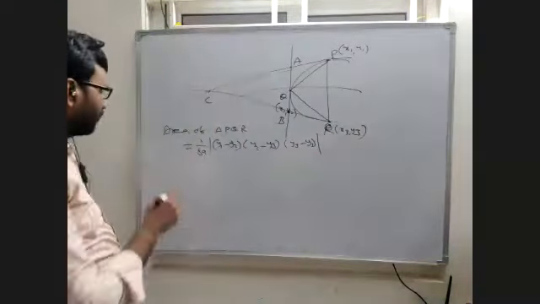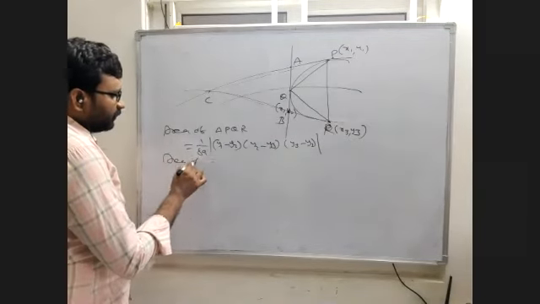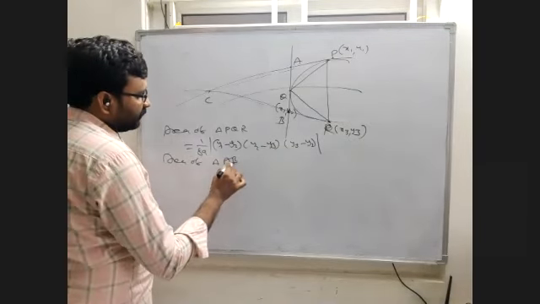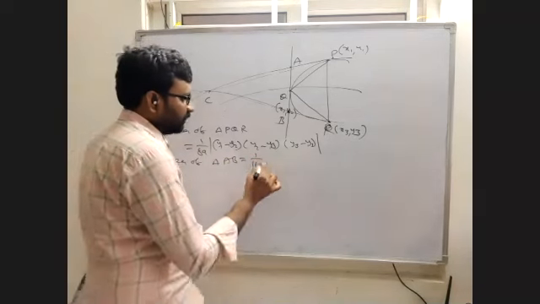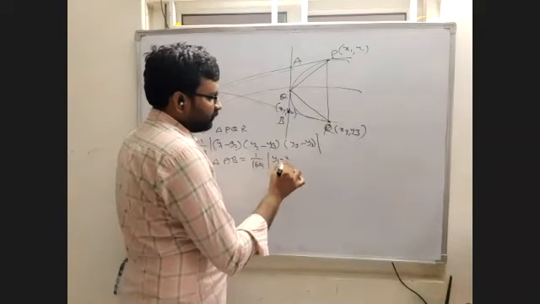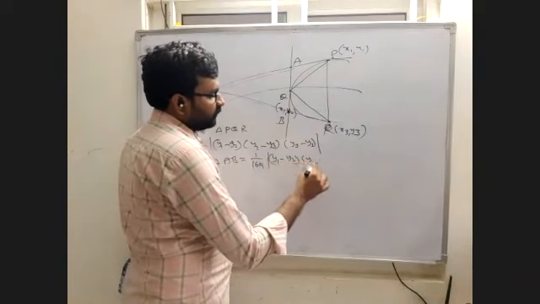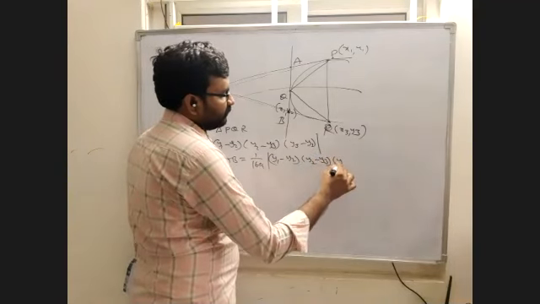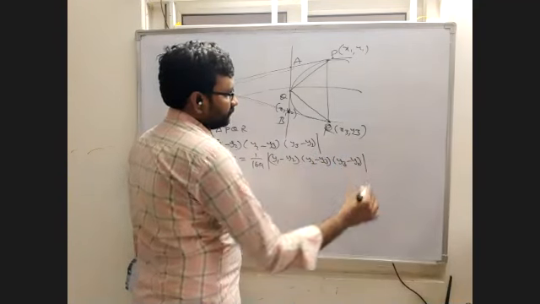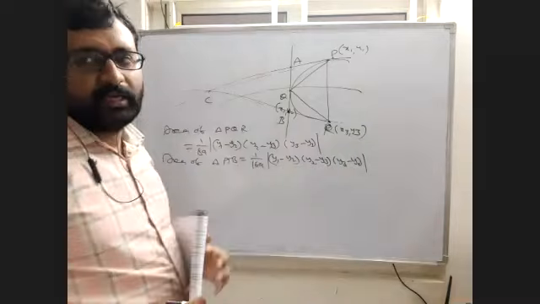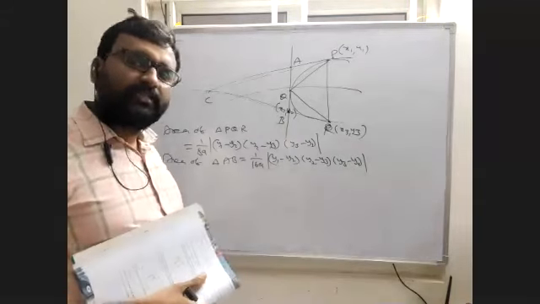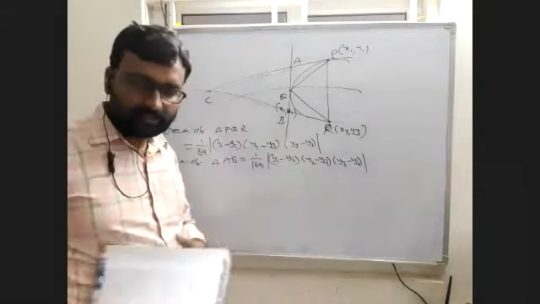Now what is the area? Area of triangle ABC is equal to 1 by 16a into (y1 minus y2)(y2 minus y3)(y3 minus y1). This is the formula to find the area of the triangle formed with the tangents.